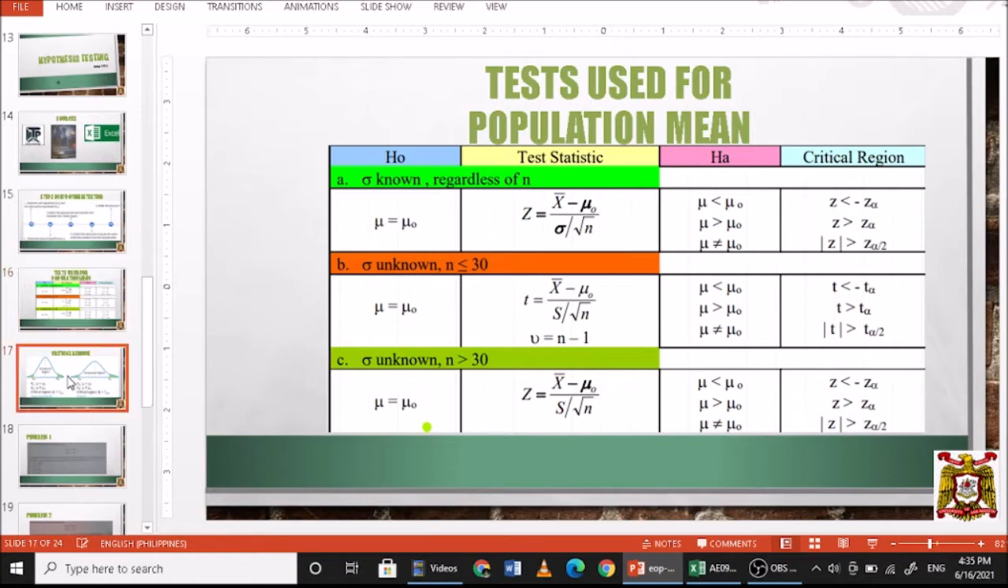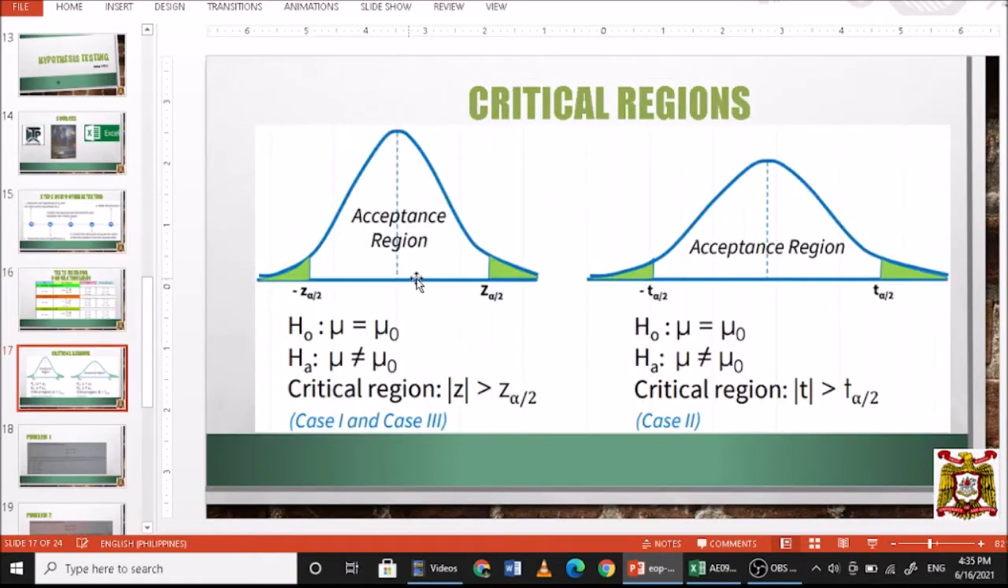And as a review, we also have the following critical region. If it's a one-tailed test, we only look at one of the tails. If it's less than, we look at the negative z alpha or negative t alpha. And if it's greater than, we look at positive z alpha or positive t alpha. Of course, if it's a two-tailed test, we look at negative z alpha over 2 and positive z alpha over 2, negative t alpha over 2, and positive t alpha over 2. So let's go to the problems.